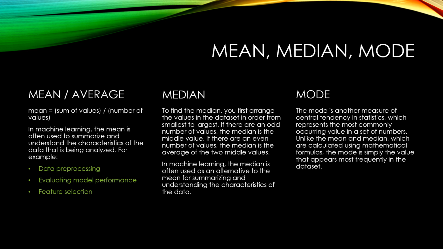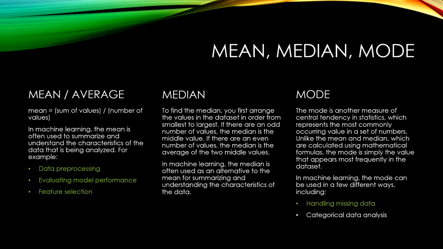All right, so for example, in our little data set here, if we had 1, 2, 3, 4, and 5, what if we change it to 1, 2, 3, 3, and 5? In that scenario, the mean and median would change, but the mode would be 3, because 3 occurred twice, and that is the most frequently occurring value in our data set. In machine learning, the mode can be used in a few different ways, such as handling missing data, categorical data analysis, and model interpretation. We won't cover these topics.